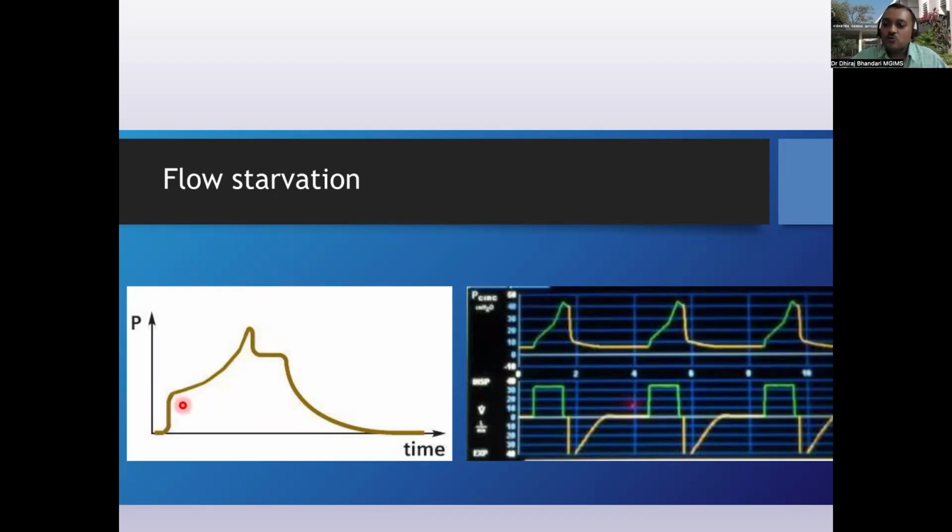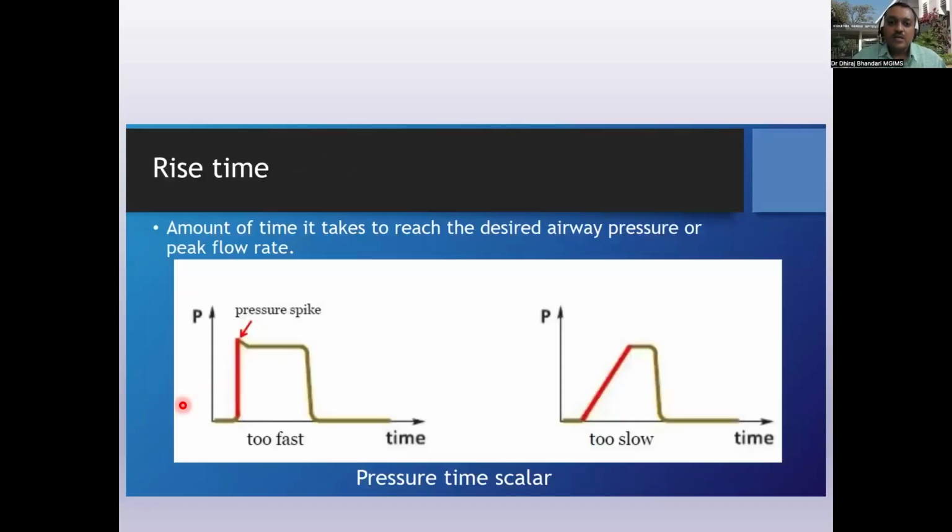Even in routine day-to-day breaths, if a patient is showing flow starvation, that means you are not giving enough pressure, enough flow, and you need to increase the flow, and you need to increase your delivery time of that flow. So depending upon your ventilator setting, this can be done. Again, we are not going into troubleshooting as to how to do it, but we are currently identifying the flow starver.